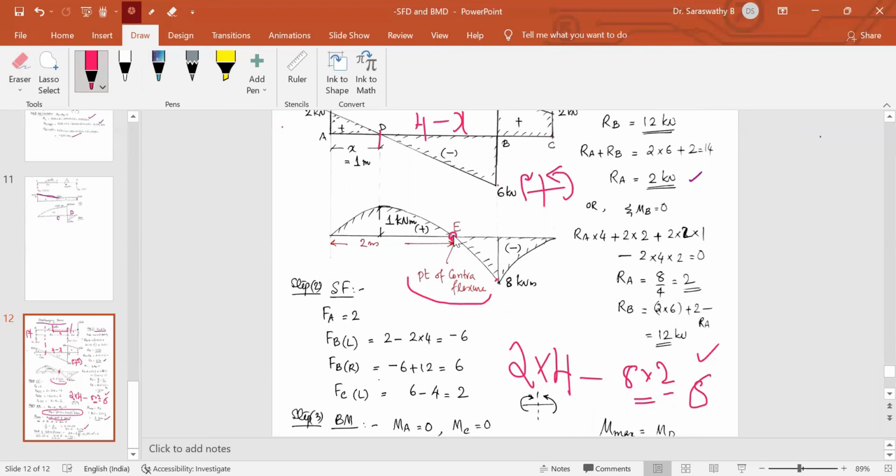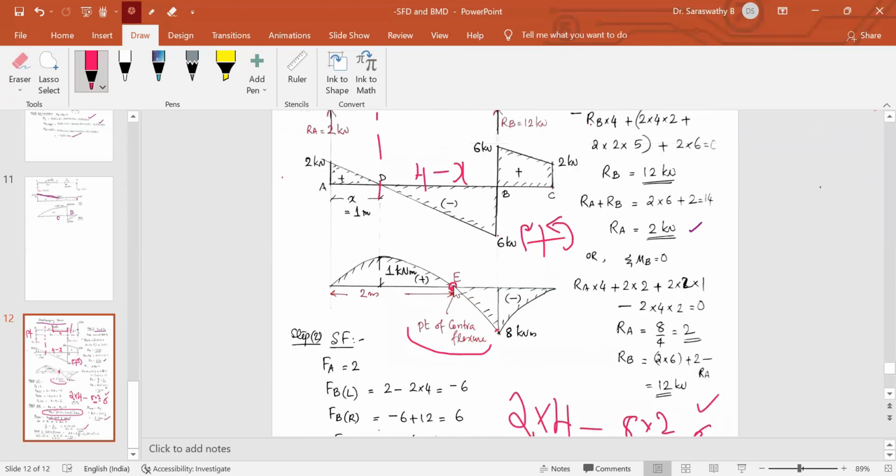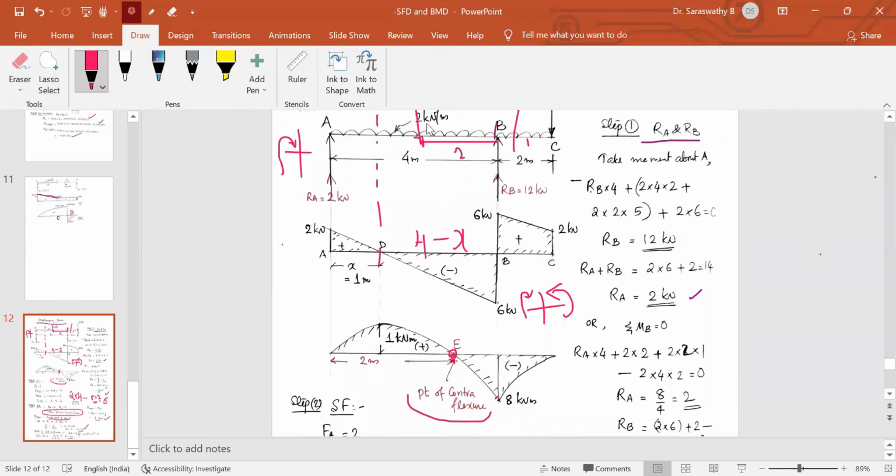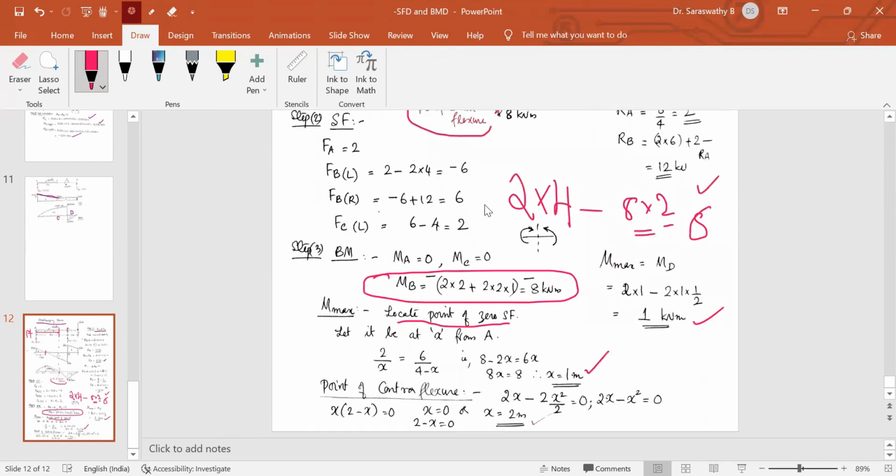How to locate this? You write down this is the point E. This point E you can produce it upwards. I'll remove all these previous markings. Consider left of it and write down the expression for bending moment. Let the point of contraflexion be at a distance x from A.